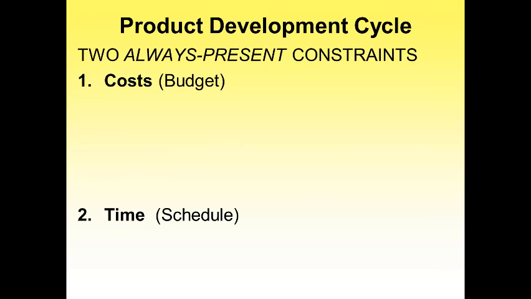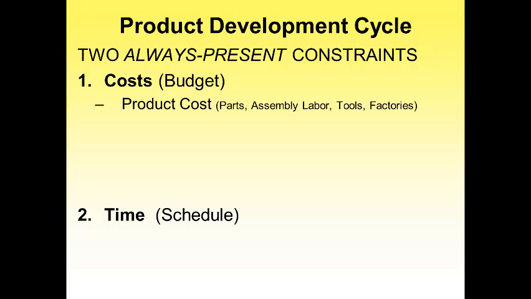Now there are two constraints that are always present in every product. That's the cost and the time. Cost being the budget and time being the schedule. Now, cost would have two elements. First, the product cost, the eventual cost it takes to produce one unit. That's the raw materials, the assembly labor, the tools and factories, those things that we're amortizing over the production to make back our production costs.